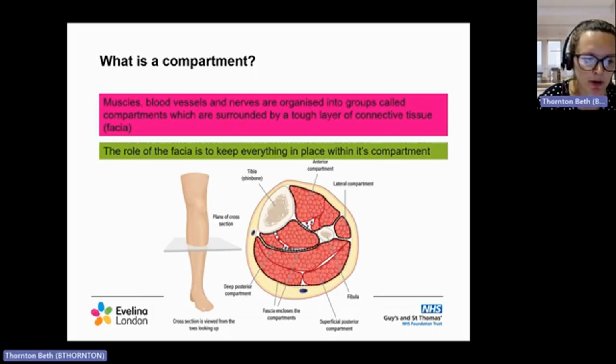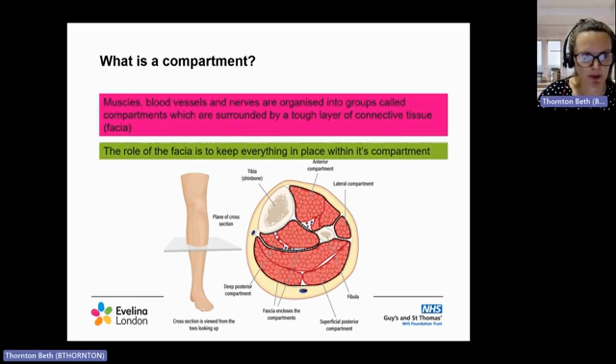So if we have a little look, we've got a cross section of a limb here. So this is the lower leg. And you can see that we've got various compartments, and within those there are muscles, nerves and blood vessels, and they're bound by that connective tissue. So you've got multiple compartments throughout your limbs. The bones do not have a compartment, they're just on their own because they're a nice rigid structure, so they don't need holding in place.